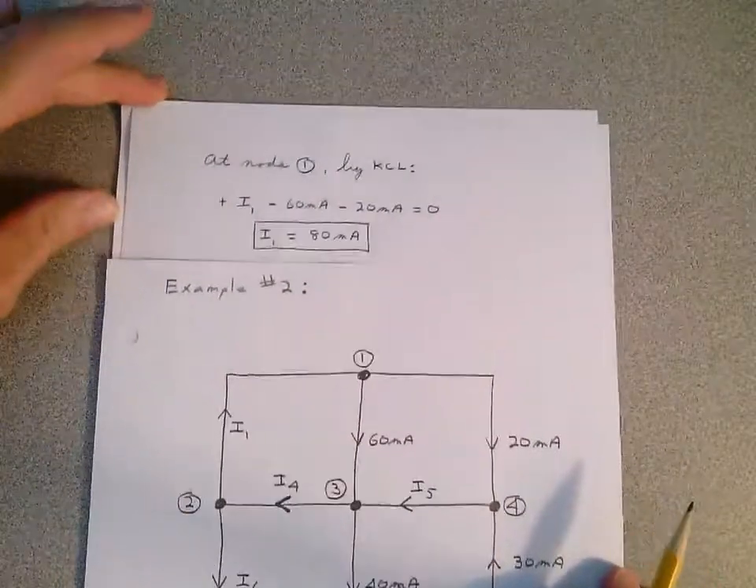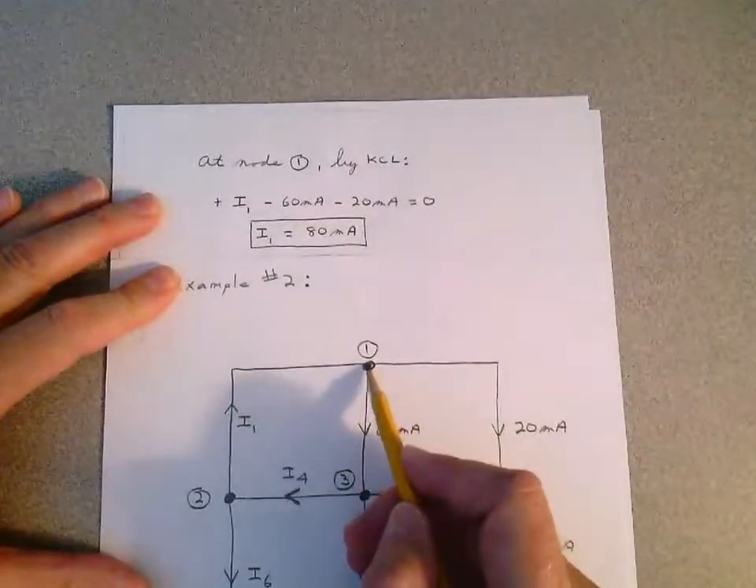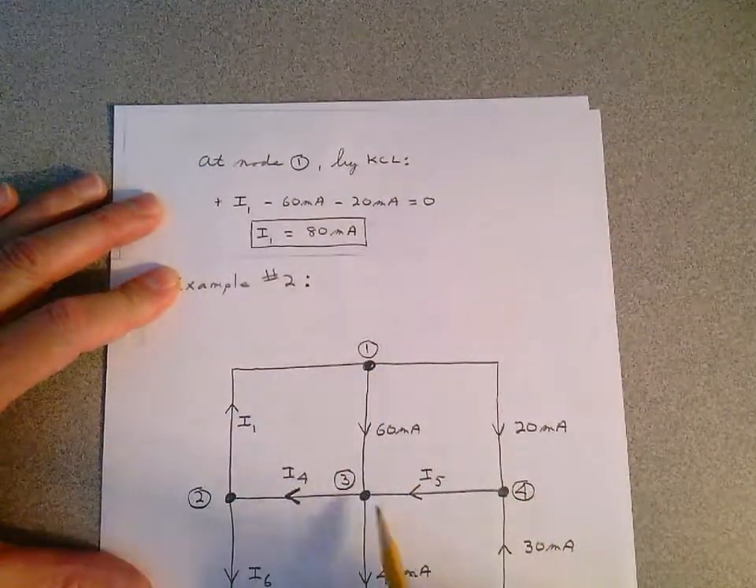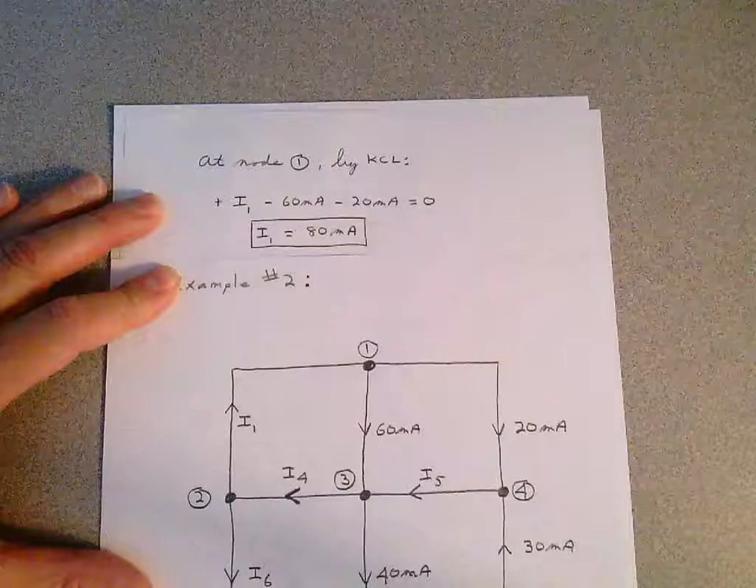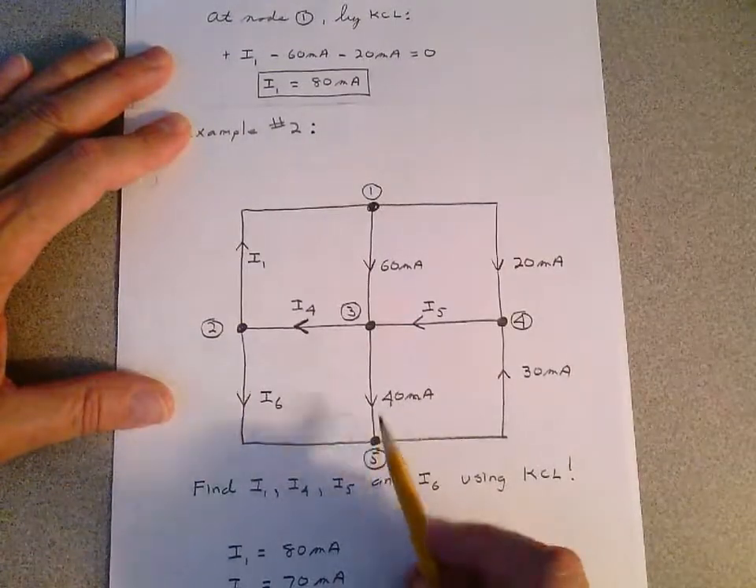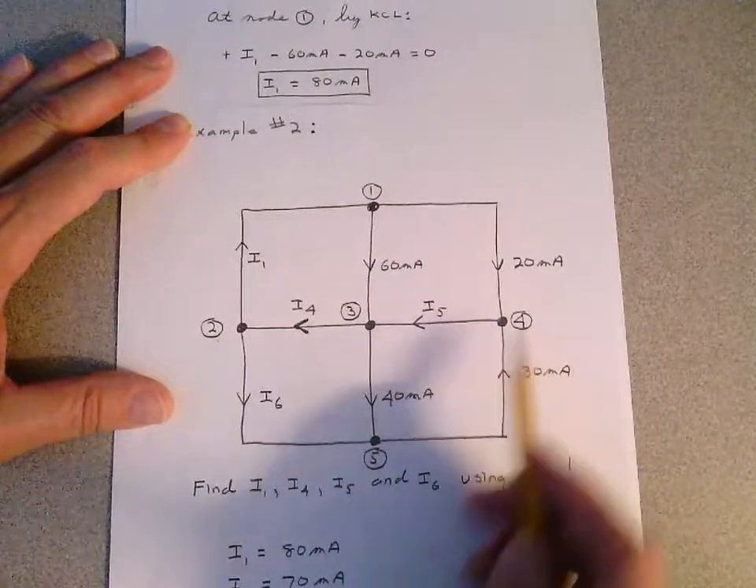First thing I do is I assign nodes. I already assigned the nodes for you. I assigned a node here, a node there, a node there, a node there, and a node here. There's my nodes: 1, 2, 3, 4, and 5.